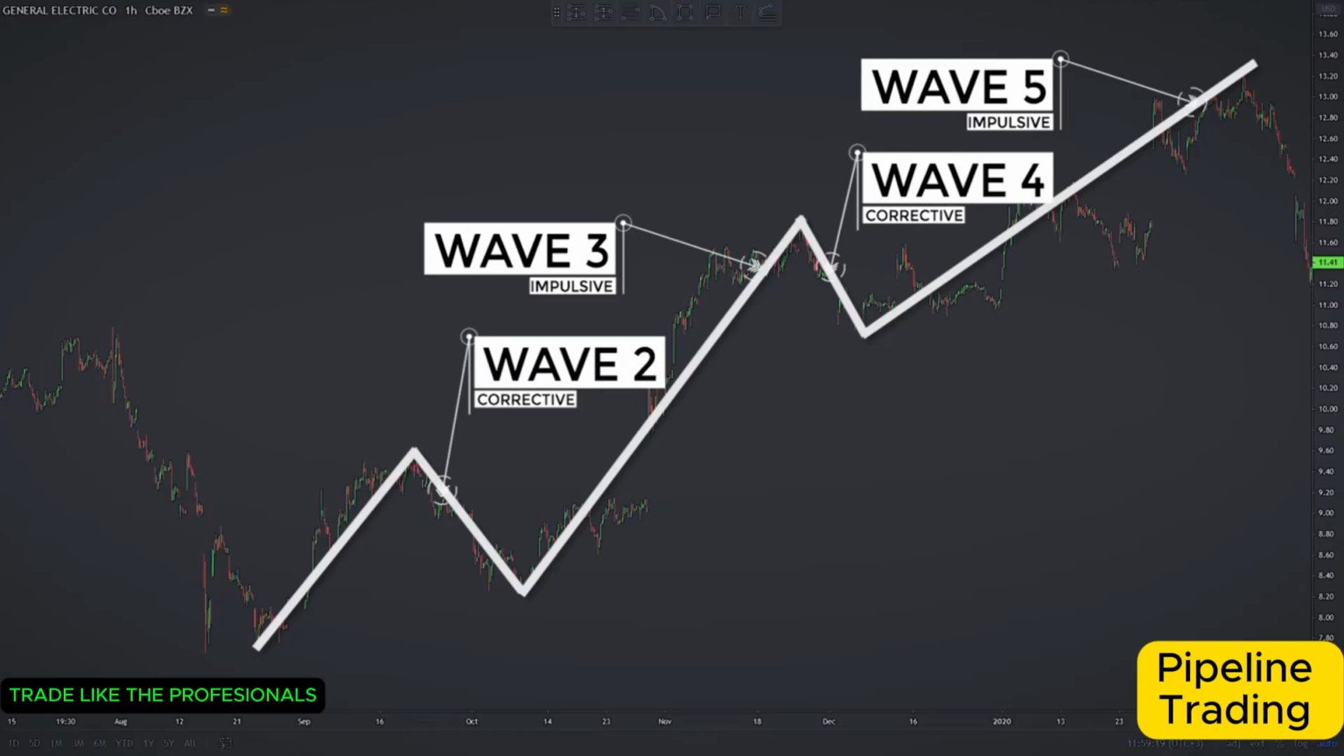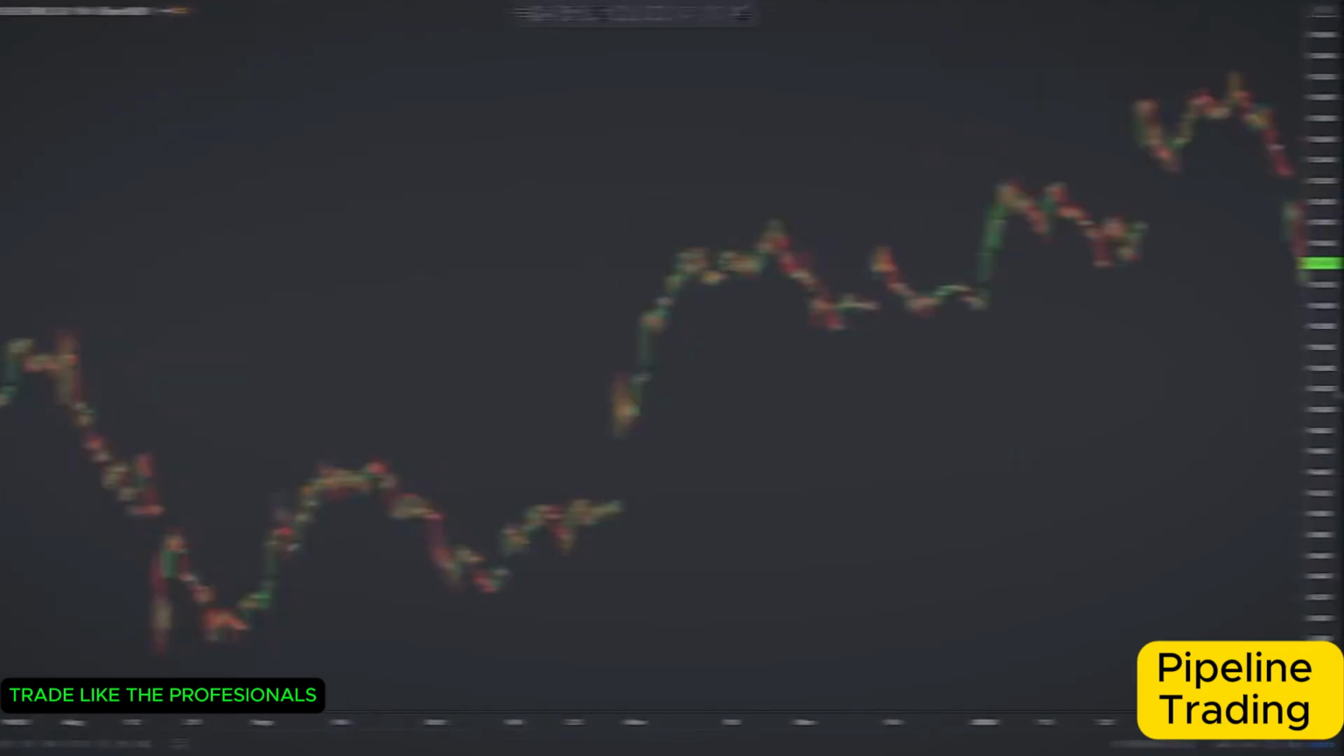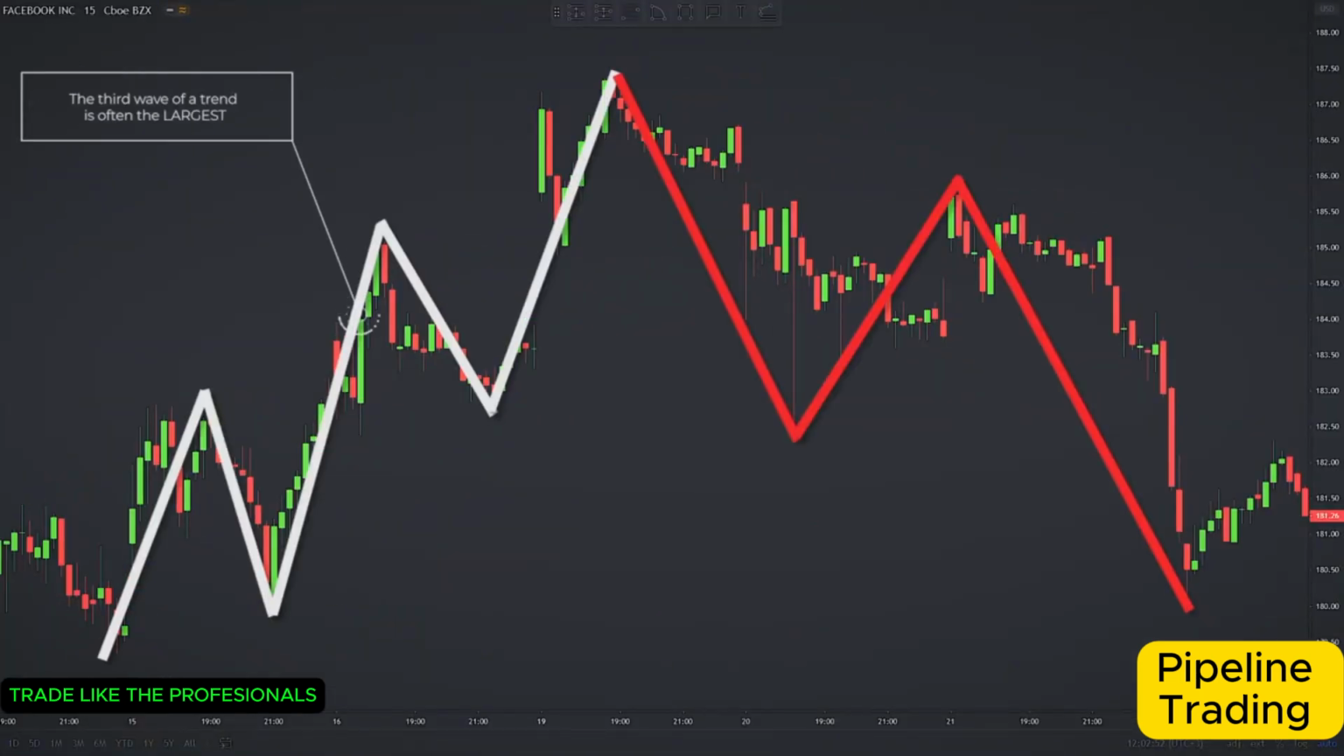Based on the research of Elliott, wave 2 is typically 60% the length of wave 1. For example, if wave 1 advances $1.10, wave 2 will likely see the price drop by about 60 cents. Wave 2 is followed by impulse wave 3. The third wave of the trend is often the largest, usually much bigger than wave 1.